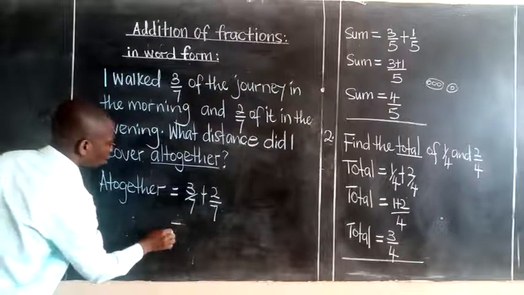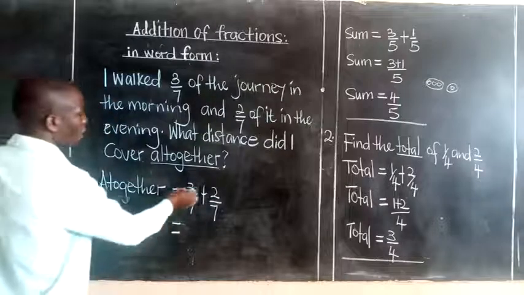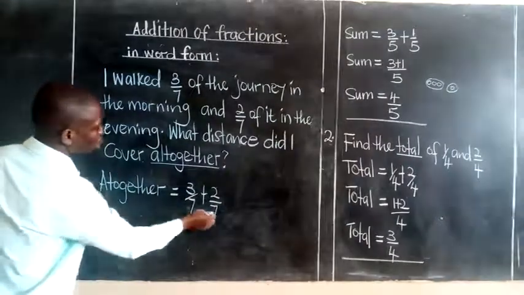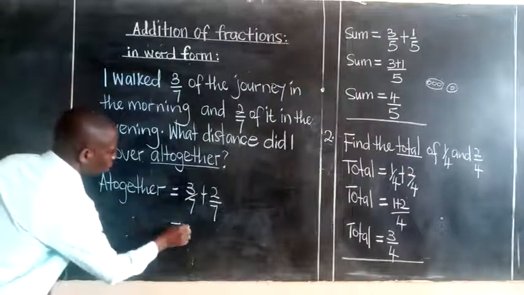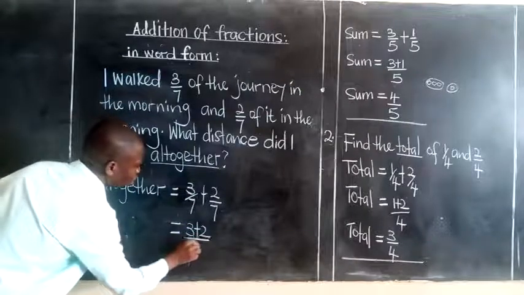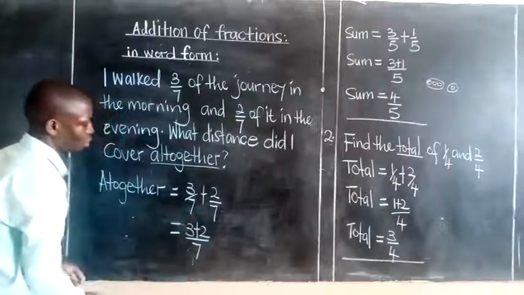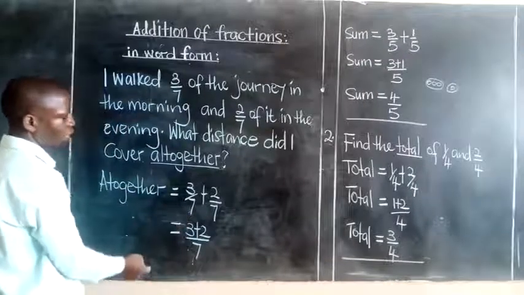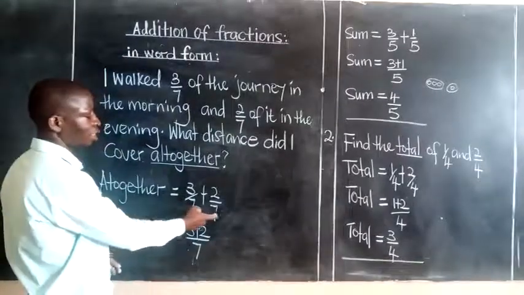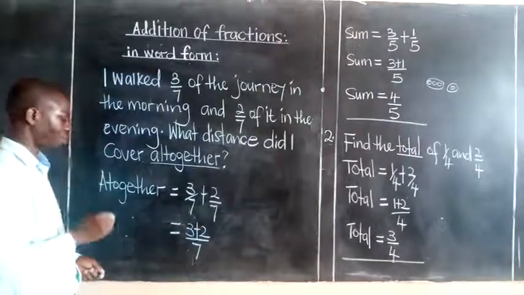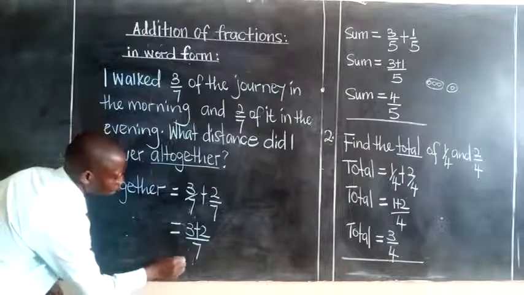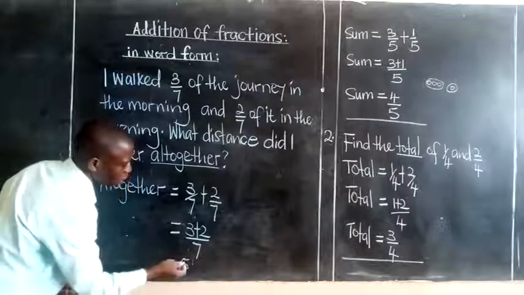Whereby we said we only add the upper numbers, the numerators, and then the lower number is just maintained. So we shall add 3 plus 2. The lower one is just maintained. Don't add it, you only maintain one figure, that is 7. Why do we maintain one figure? These are the same figures. So we only maintain one to represent the other.